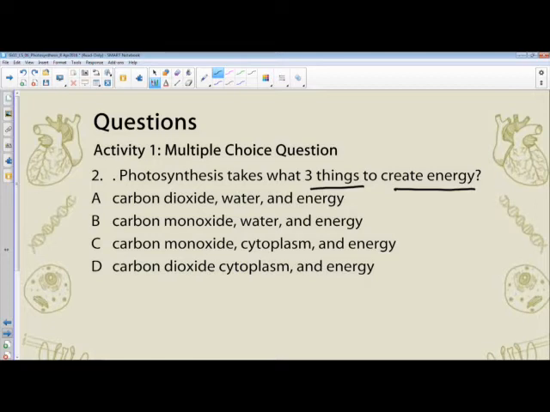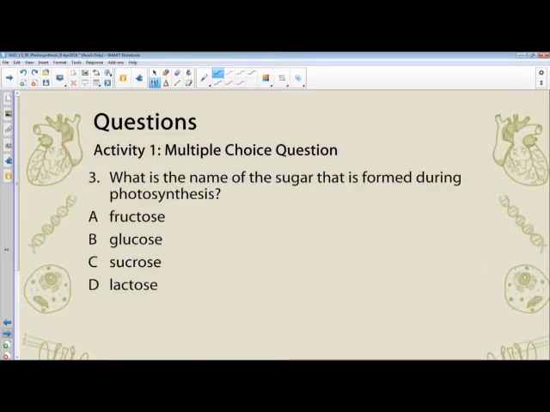Quite confusing. Read through them carefully. Let's move on to question 3. What is the name of the sugar that is formed during the process of photosynthesis? A, fructose; B, glucose; C, sucrose; and D, lactose.